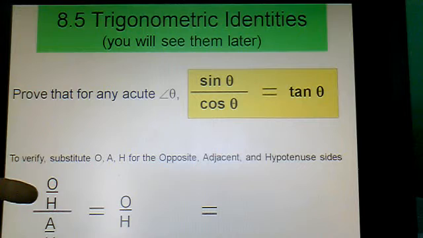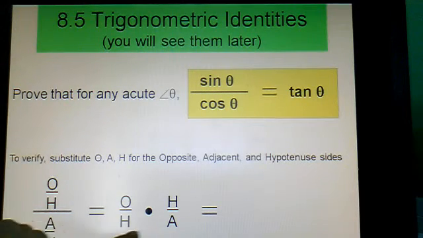Keep the first one. Keep the top fraction. Change the division to multiplication. Keep, change, and some of you remember flip. Flip around the bottom one. So keep, change, and flip. Keep, change it to a multiplication problem, and flip this. And the reason we do that in Algebra 1 is it's so much easier to multiply fractions.